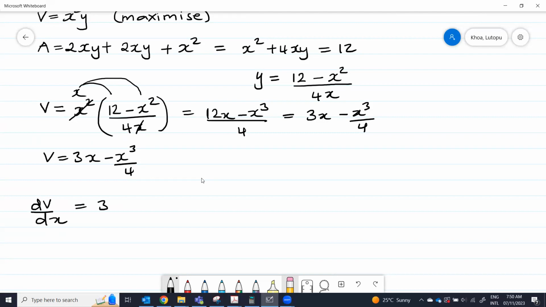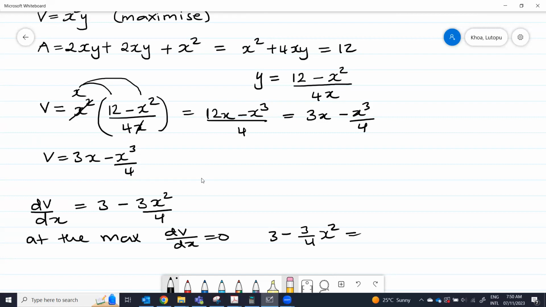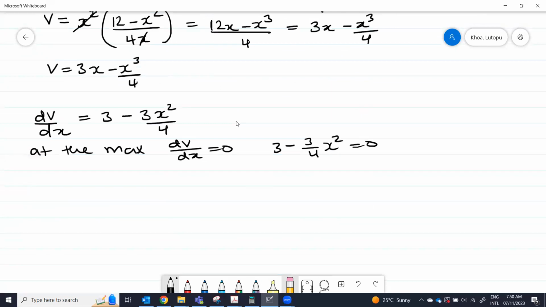This is 3 minus 3x squared over 4. Then we will equate the derivative to 0. So we know that at the maximum, dV/dx is equal to 0. So we say 3 minus 3 over 4 x squared is equal to 0. So this means 3 over 4 x squared is equal to 3.